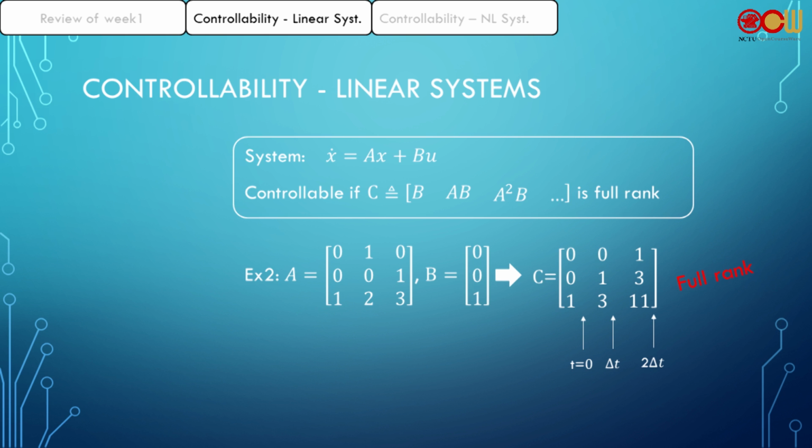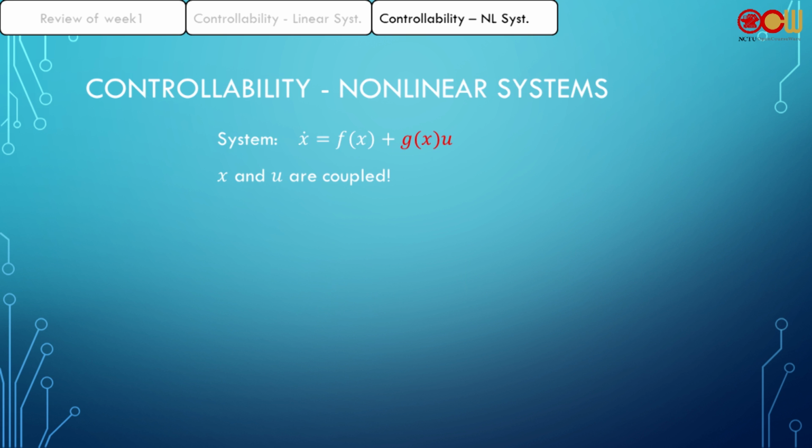It's still a little bit unclear because it's hard to give you a physical example of this kind of system. So in the next topic, which is controllability for nonlinear systems, it will be clearer because it's easier to give you an example. The definition for a nonlinear system is that f and g could be any nonlinear function of x, compared to the linear system where it's Ax and Bu. A and B are constants which are not functions of x.